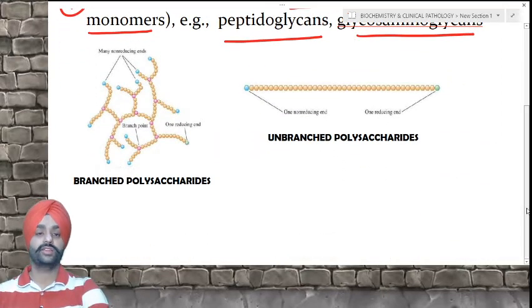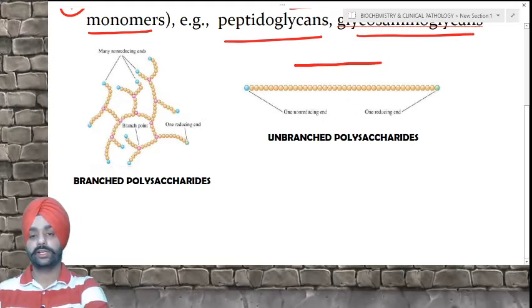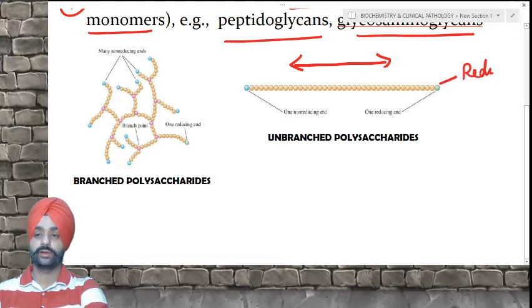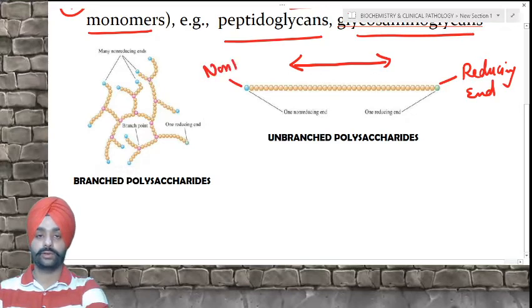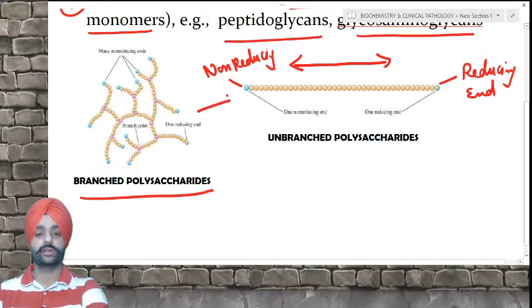Now, what are branched and unbranched polysaccharides? The unbranched polysaccharides are long straight chains. See here, one molecule end is the reducing end and the other is the non-reducing end. Now, these are branched polysaccharides. The difference is clear in their structure.